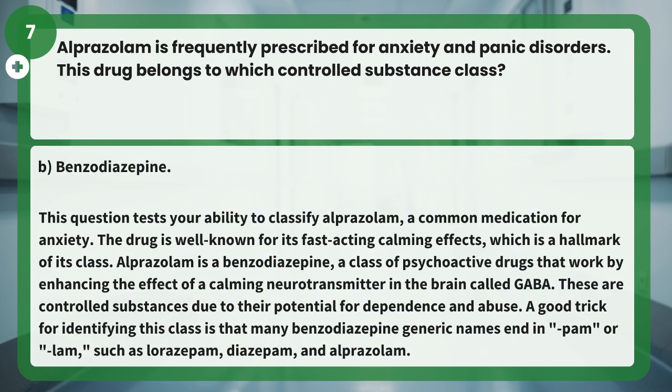Answer B. Benzodiazepine. This question tests your ability to classify alprazolam, a common medication for anxiety. The drug is well known for its fast-acting calming effects, which is a hallmark of its class. Alprazolam is a benzodiazepine, a class of psychoactive drugs that work by enhancing the effect of a calming neurotransmitter in the brain called GABA. These are controlled substances due to their potential for dependence and abuse.